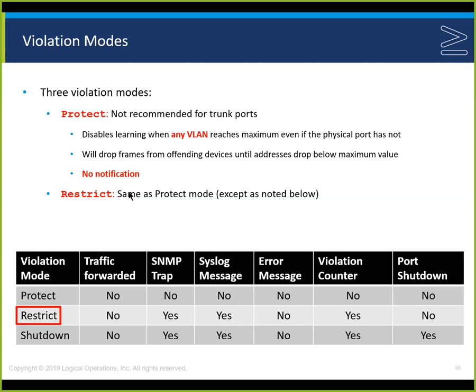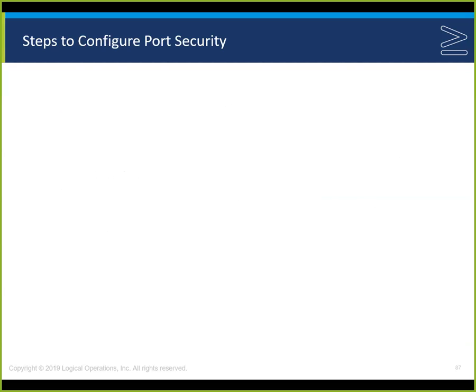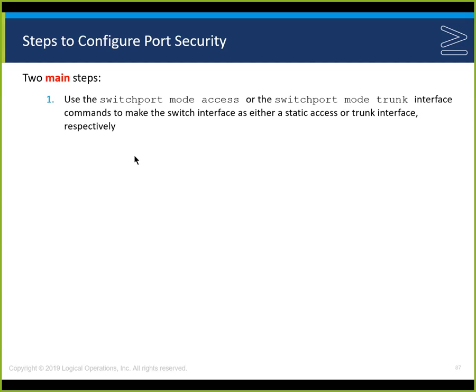But no notification. It's kind of the silent killer here. I always use shutdown because I like to be able to see the light change to amber and say, oh yeah, I know I've got a problem with that. I know why they're not getting on, because of the port security. Could be other things, but the port security. The error disable state shuts off the LED. It'll change from green to amber, and to me that's what I like, because I can see physically that there's something going on with the device.